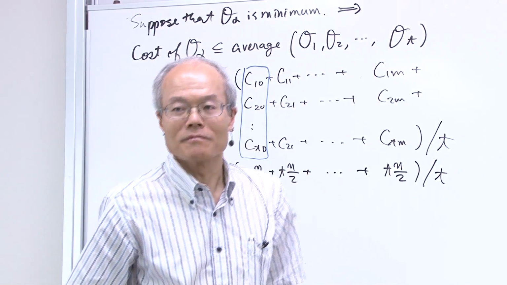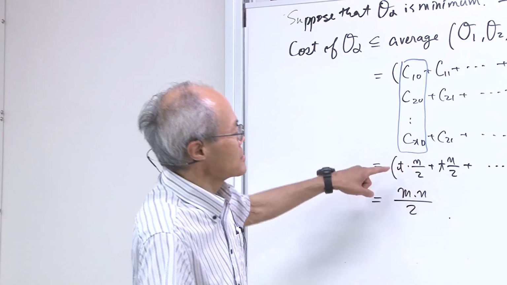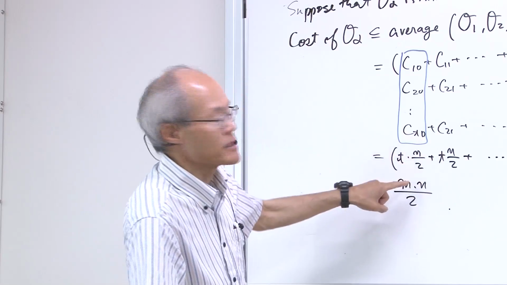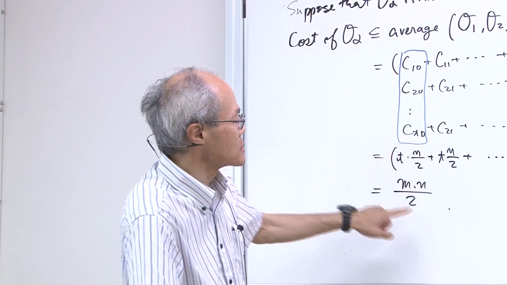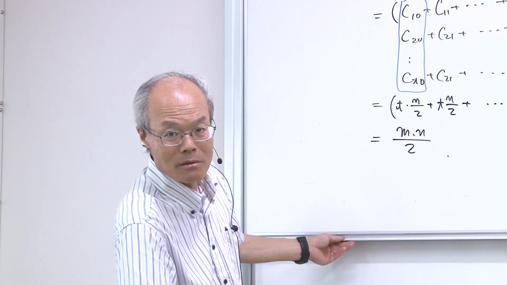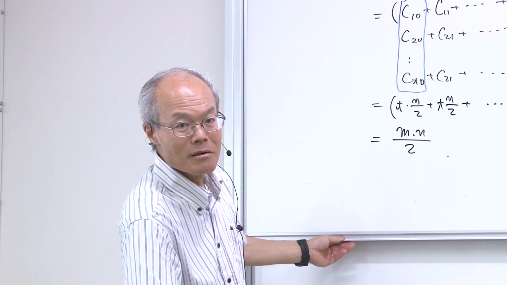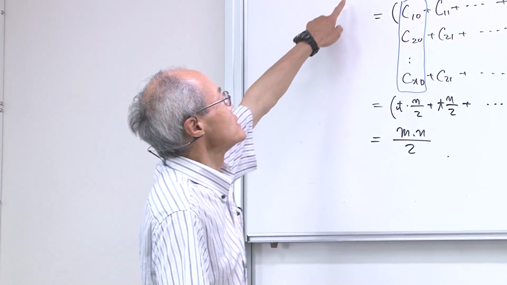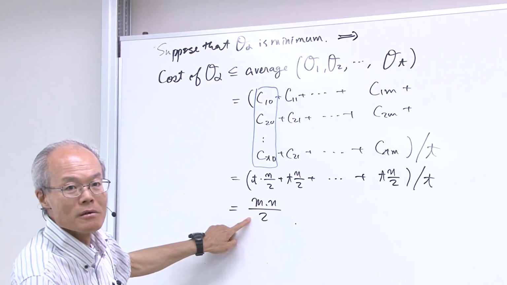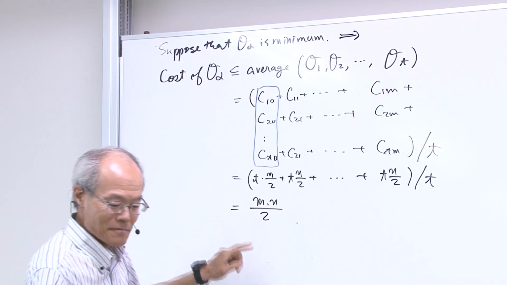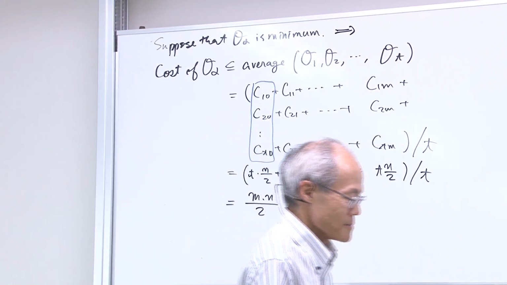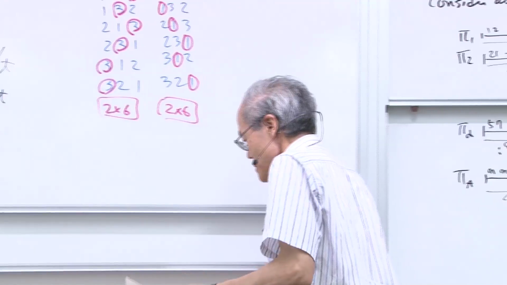And just a simple calculation. Then after this is a simple calculation. We have m n over 2s. So that is exactly m times n divided by 2. We are done. Cost of this alpha, or alpha, is at most this value. We are done.